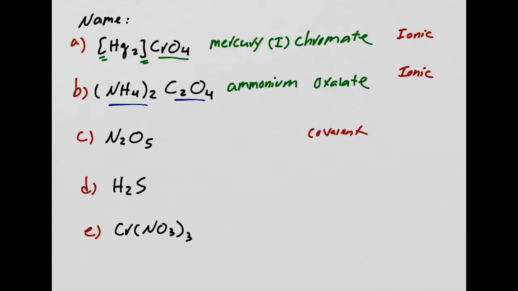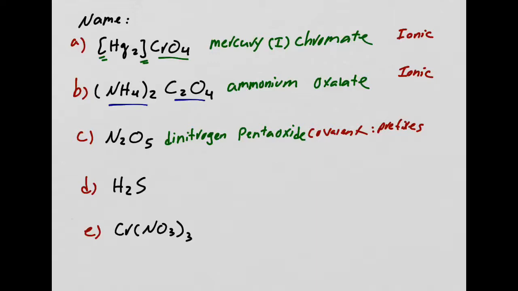Now, when you have a covalent compound, what do you have to use? You have to use the prefixes, right? So this would be dinitrogen pentoxide. Dinitrogen pentaoxide or pentoxide. I'm okay with either one. So this is a covalent compound because you have 2 nonmetals together. Before you name anything, decide what you have.